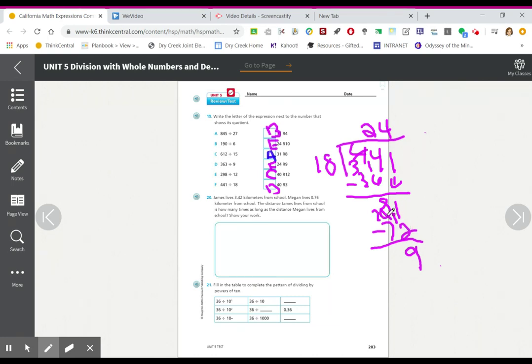That makes it a 7. This makes it an 11. 11 take away 2 is 9. So I get 24 remainder 9. And that was the last one. So yes, I did it correctly.